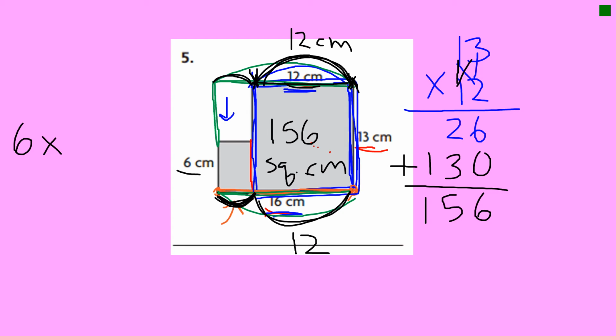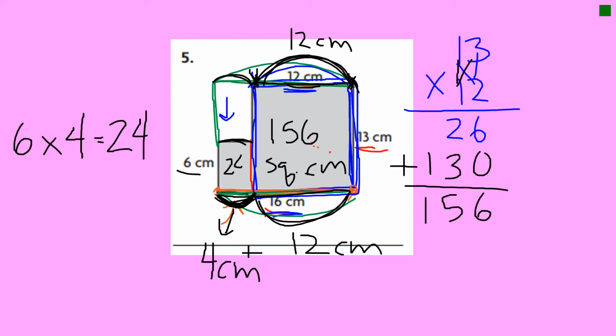So how much more do I need to make this line of 16? 12, 13, 14, 15, 16. That is 4 centimeters. 4 centimeters plus 12 centimeters is 16, right? So the dimension, the width of this little rectangle is 4 centimeters. So it's 6 rows of 4 centimeters. All right, what's 6 times 4? You know that one. 24.